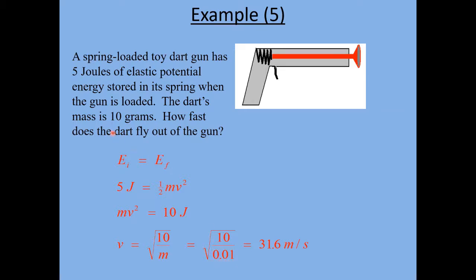Now the mass of the dart was given as 10 grams, but remember we have to convert that to kilograms. So since there are 1,000 grams in a kilogram, we have 0.01 kilograms for the mass. So on our calculator, we take 10 divided by 0.01 and take the square root of that answer, and we get 31.6 meters per second. So again, this problem illustrates the transfer of energy from one form to another. We started with elastic potential energy, and we ended up with kinetic energy of the dart moving, but those two quantities are the same.